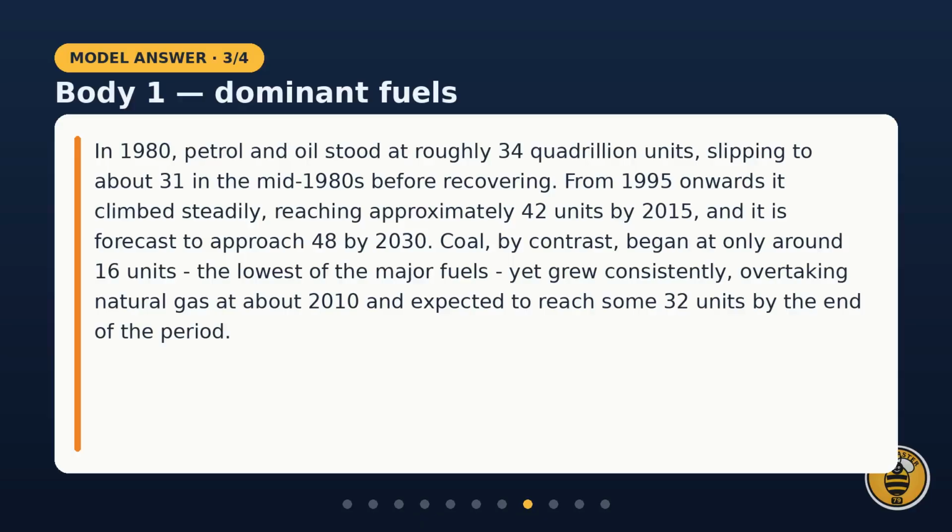Body paragraph 1. The dominant fuels. In 1980, petrol and oil stood at roughly 34 quadrillion units, slipping to about 31 in the mid-1980s before recovering. From 1995 onwards it climbed steadily, reaching approximately 42 units by 2015, and it is forecast to approach 48 by 2030. Coal, by contrast, began at only around 16 units, the lowest of the major fuels, yet grew consistently, overtaking natural gas at about 2010 and expected to reach some 32 units by the end of the period.